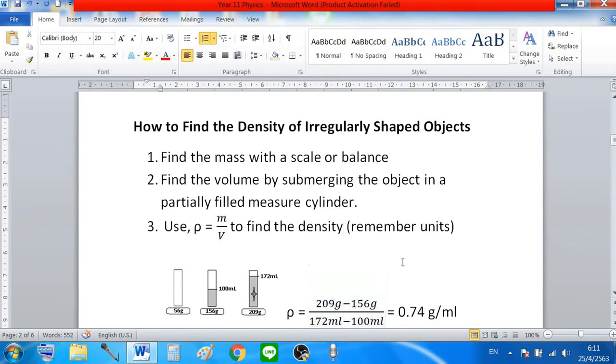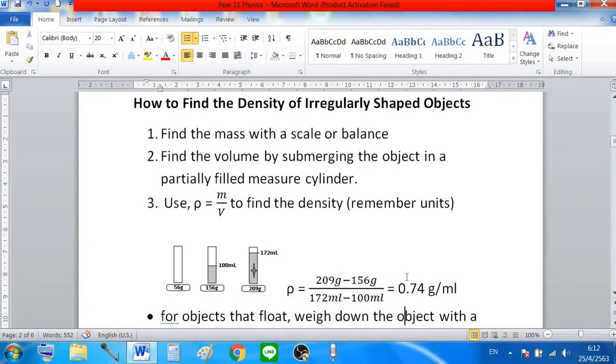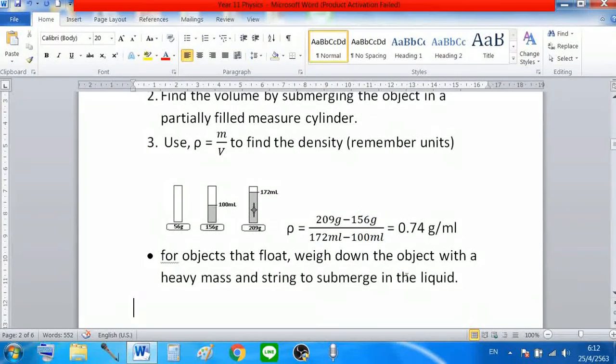And note that this is less than 1. The density of water is 1 gram per milliliter, or 1 gram per cubic centimeter. So actually this object would float. So if the density is less than water, as in this example, for objects that float, weigh down the object with a heavy mass and a string to submerge it in the liquid.